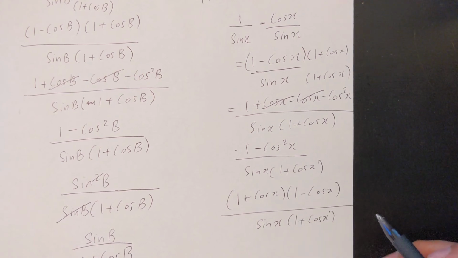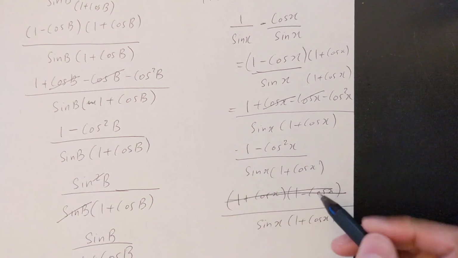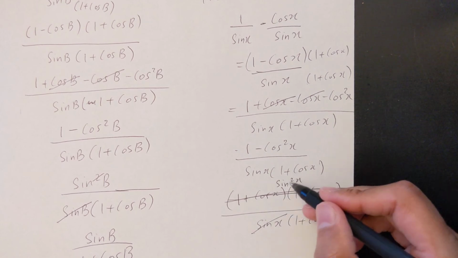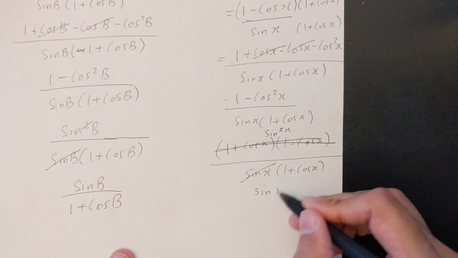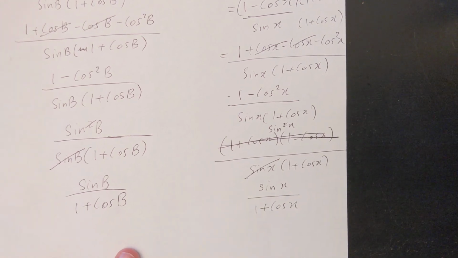Finally, just, oh no, I went backwards, sorry, not factor, turn it into sine square x, and finally just cancel the sine and the square, and you're left with sine x over 1 plus cos x.